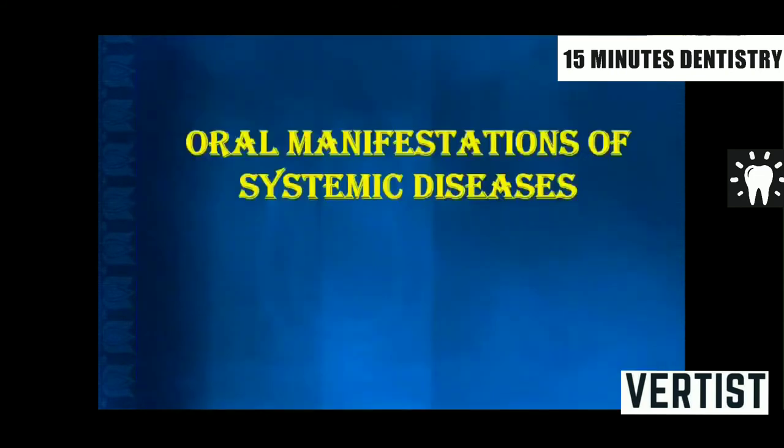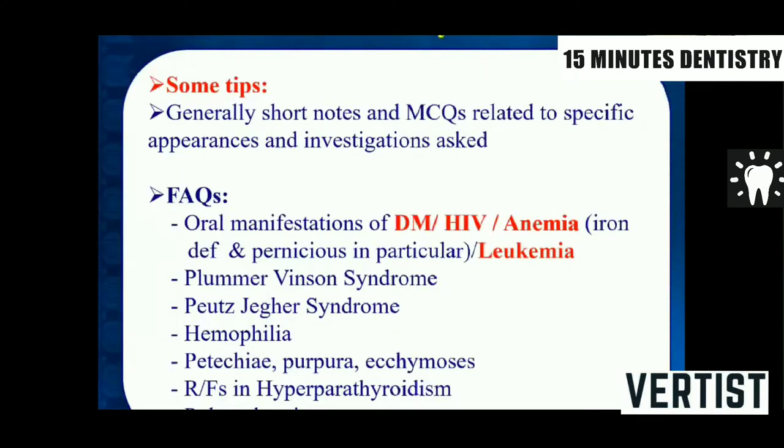Alright. So now coming to the last part of my presentation, that is oral manifestation of systemic diseases. So I'll be covering diabetes mellitus, HIV and anemia. Now what are some tips? You might think that I'm just giving tips, but actually this is rapid revision and I am just sharing how I studied for OMR during my BDS, where we used to go to our seniors and just tell them, please tell us what is important. So I'm going in that direction.